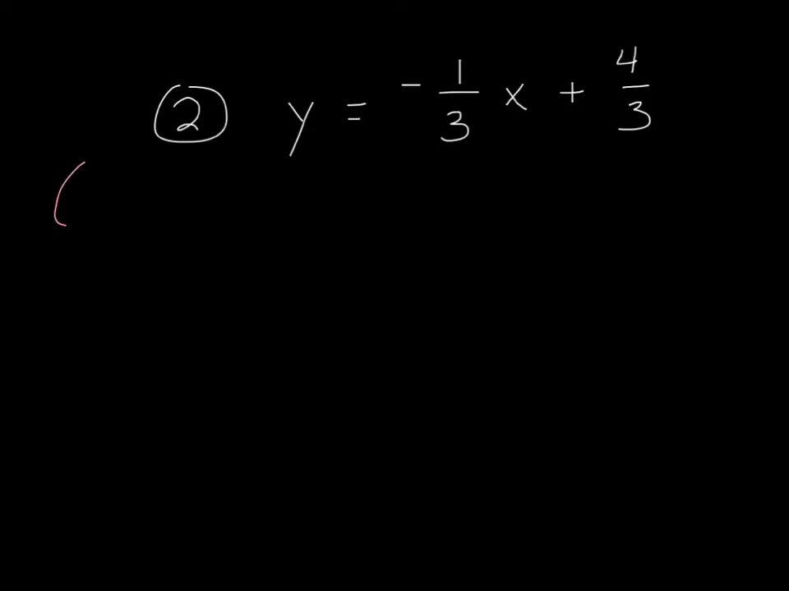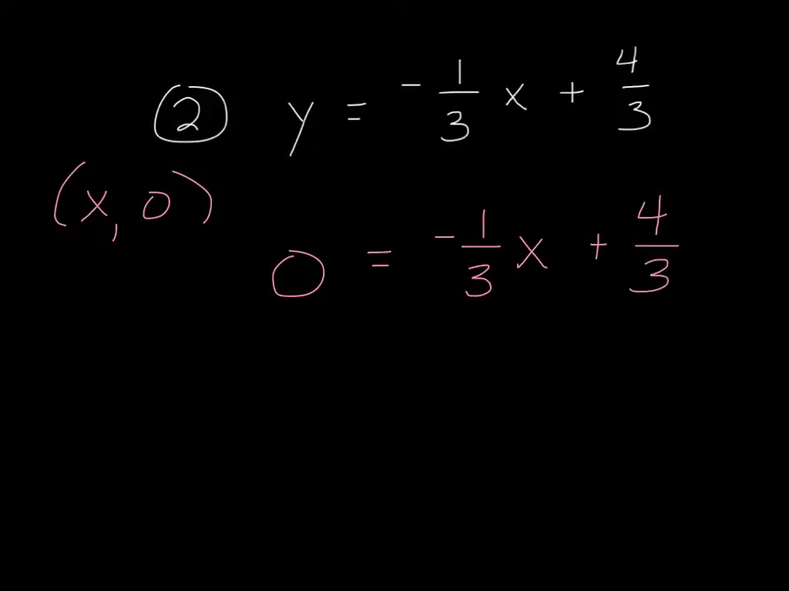Remember, it's x, 0. So we know the y is 0, so we put 0 in where the y is, and then that would equal -1/3 x plus 4/3. So now we just solve for x, and we can figure out what it is. You would subtract the 4/3 onto the other side. The 0 makes it really easy.